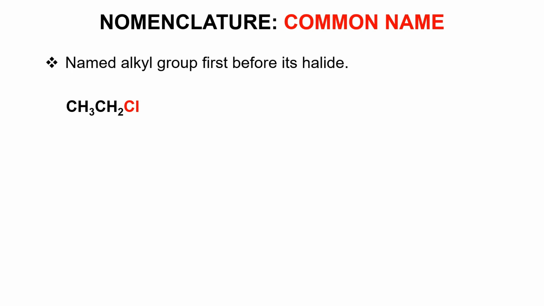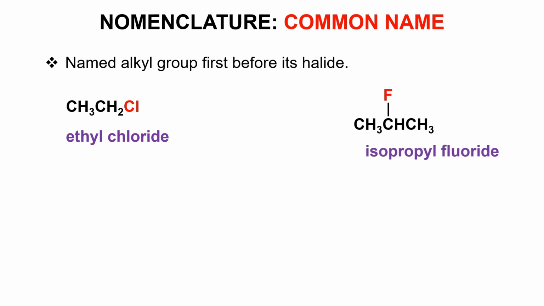Nomenclature for common name. First, we have to name the alkyl group before its halide. We have an ethyl group, which refers to 2 carbons bonded to a chlorine atom, so it will be named as ethyl chloride. For the second example, we have a fluorine atom bonded to an isopropyl structure, so it will be named as isopropyl fluoride.